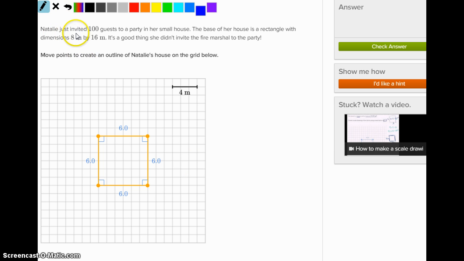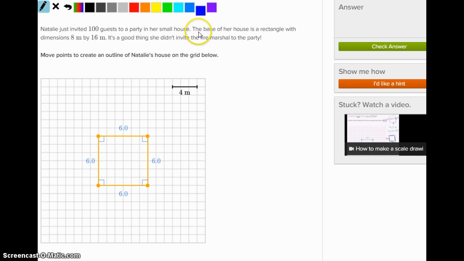So here's my problem. Natalie just invited 100 guests to a party in her small house. That doesn't matter, it has nothing to do with drawing this scale drawing here. What you can do with these problems is you drag the points to different spaces based on the problem, then you check your answer. If it's right, you'll get a smiley face.